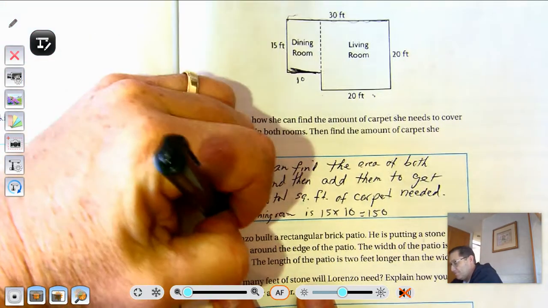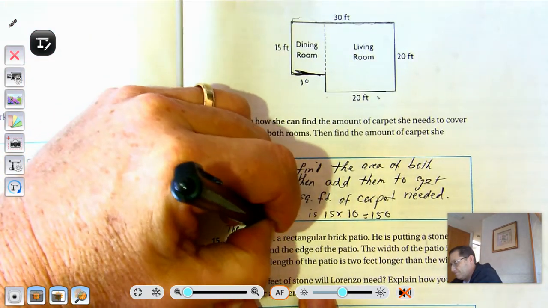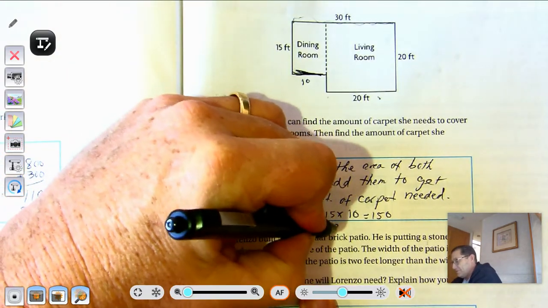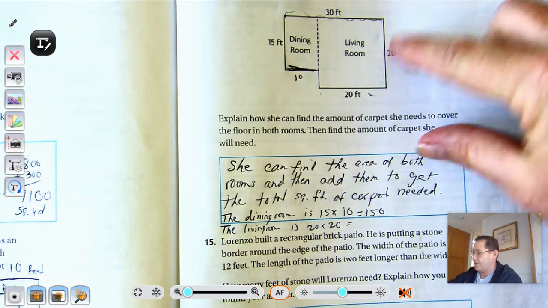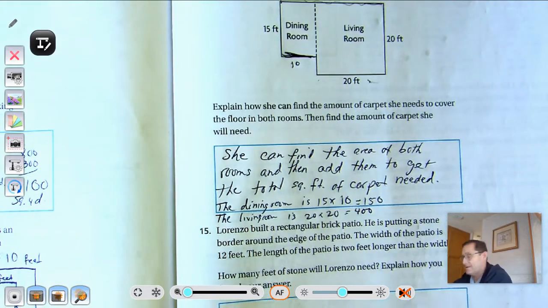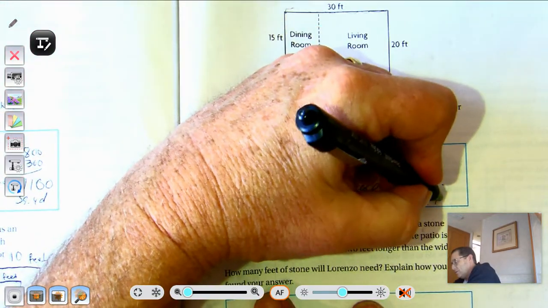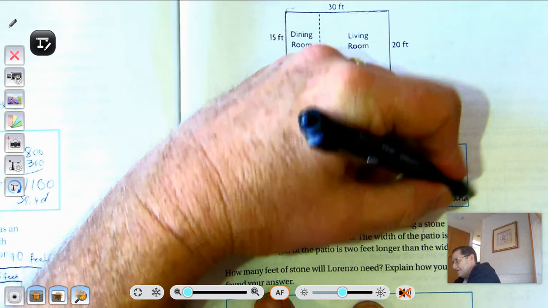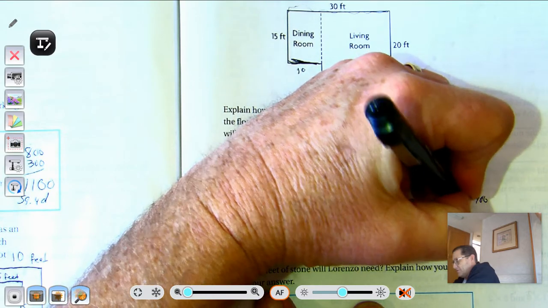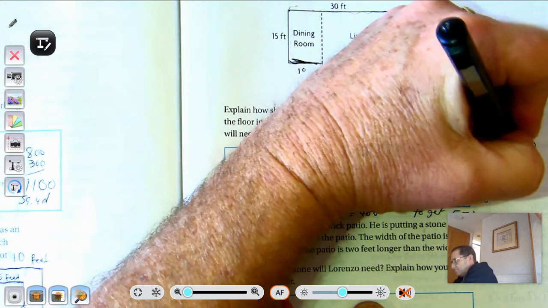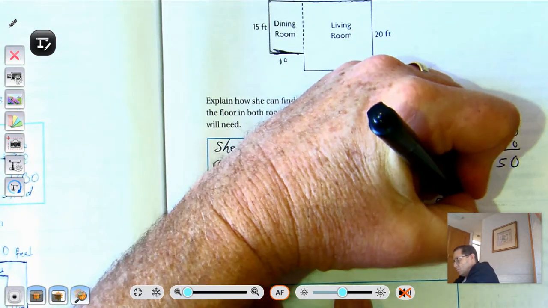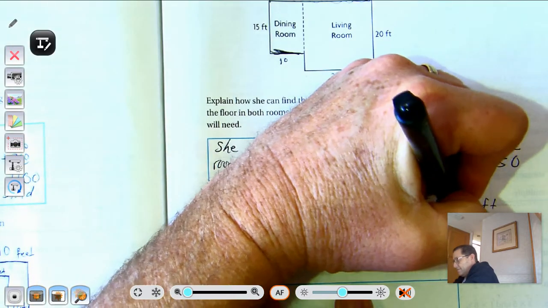The living room is 20 times 20. 20 feet by 20 feet. 2 times 2 is 4, so 20 times 20 is 400. Add 150 and 400 to get 550 square feet of carpet.